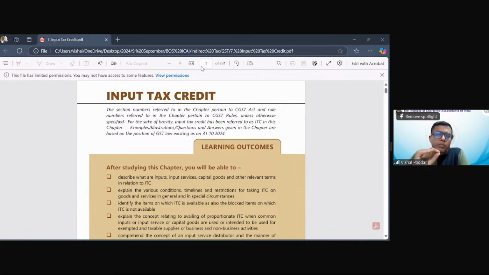Now somebody will ask me, sir, why have they used the word input tax credit? So first, remember whatever I've explained just now. We are talking about the taxes which you have paid on your input side, that is, while procuring goods or services into your business. Since it is the input side, that is why it is called input tax. That is okay. Why is it called credit?